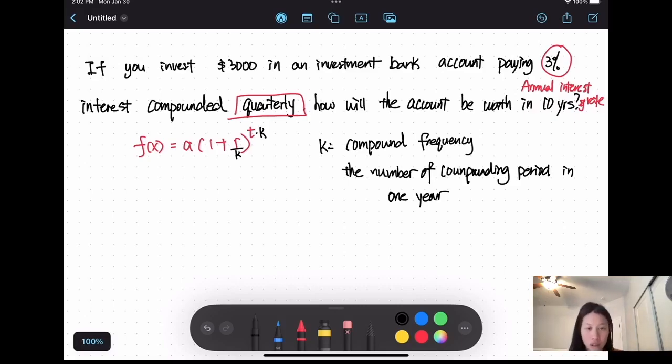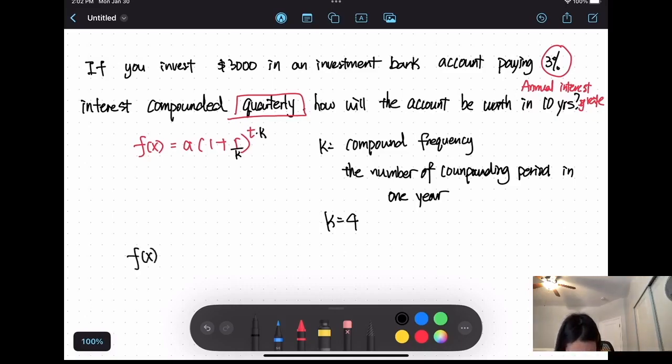So now let's take a look. Quarterly: how many times you compound, how frequently you compound within a year. You have 4 quarters in total, so in this specific case, k is equal to 4. Everything else is the same: a is the initial value, r is the annual interest rate, and t is the time. So we plug in everything.